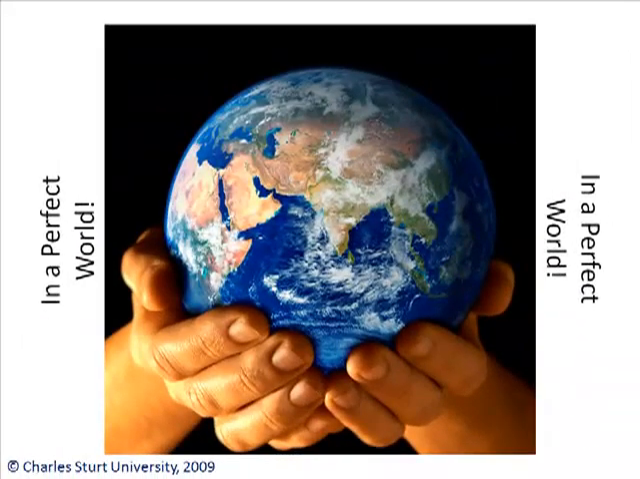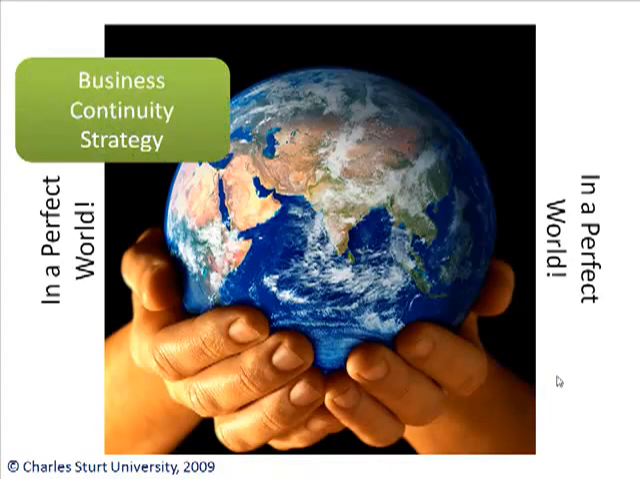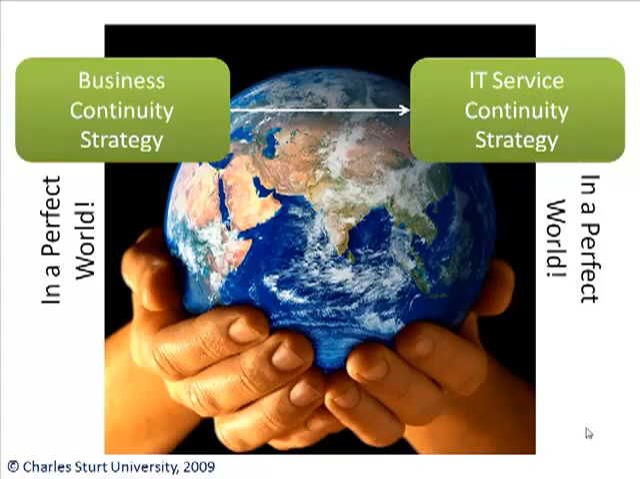In a perfect world, the business will have a business continuity strategy. Which of the business processes are critical? What about people? What about accommodation and buildings? Where do we start to recover our business processes in a scenario of a disaster? Now, linked to your business continuity strategy should be your IT service continuity strategy. So where do we start to recover services in IT so we optimally support the business?